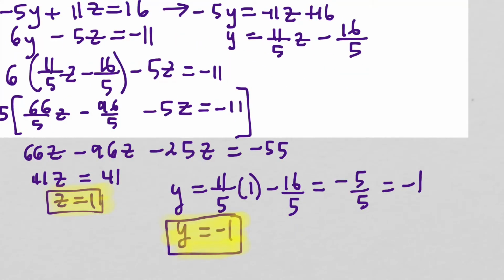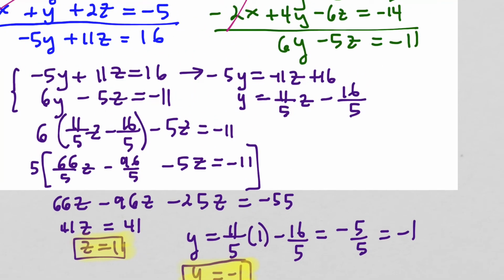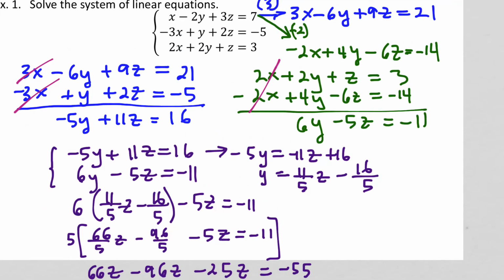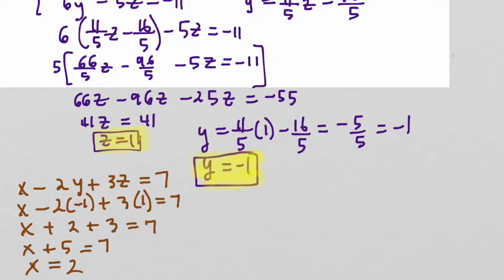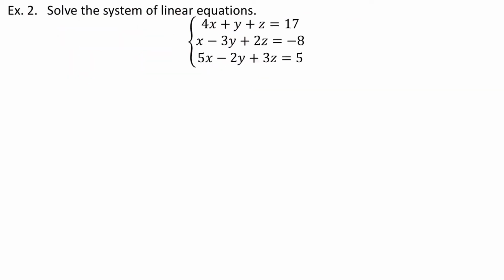Now I need x, so I need to go back up to the top here to find an equation that has x, y, and z in it, so I can plug in y and z. All right, let's go ahead and use that top equation right here: x minus 2y plus 3z is equal to 7. Any one of those three equations will do. So I wrote the equation down. I substituted y and z into the equation. I simplified, and I get x is equal to 2. So I found that these three planes intersect at a point. I have one solution. All right, here's another example.